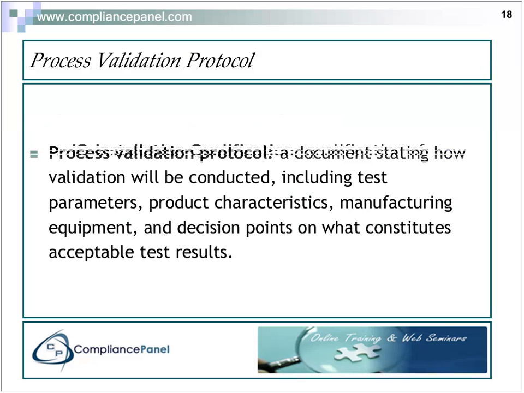So I spoke about a process validation protocol earlier, and a protocol is that document stating how the validation will be conducted, including the test parameters, the product characteristics, what equipment is going to be used, and the decision points where we decide what constitutes an acceptable test result. So we will describe, for instance, the range of values that are acceptable for the product during this test, and we'll see if we can accomplish meeting those test results. So this is a how-to document. It's how to perform the validation.